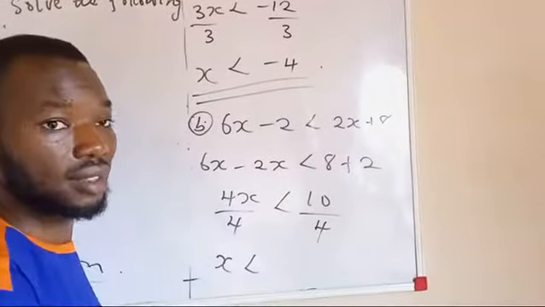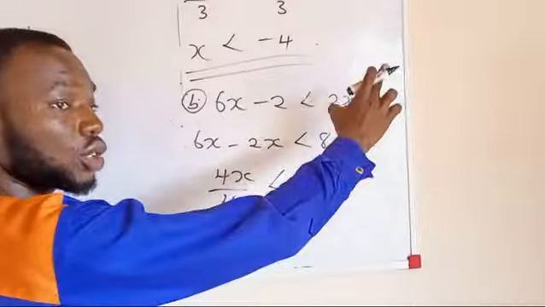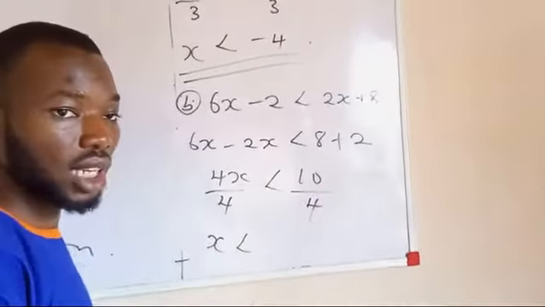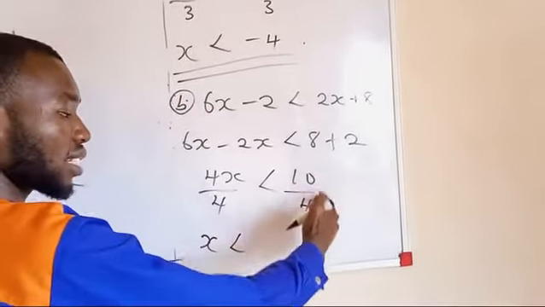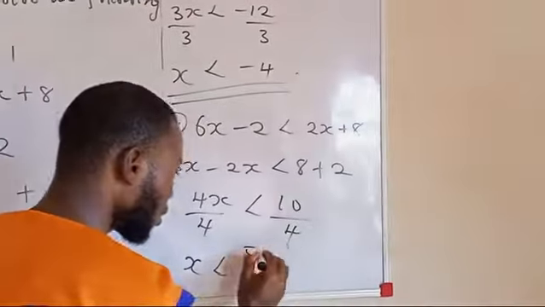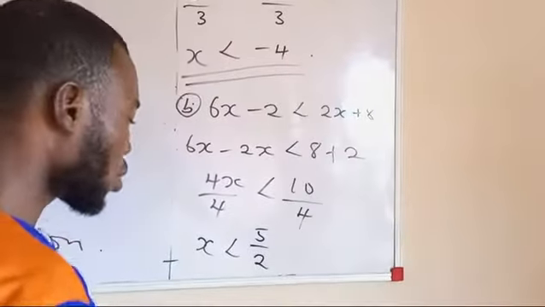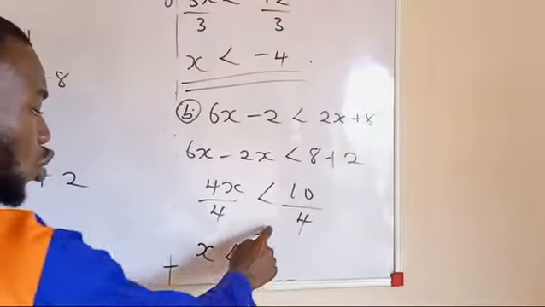4 cannot divide 10, so we break it down. How do we break it down? We look for what can divide the numerator and can still divide the denominator. So 2 can divide 10 and 2 can still divide 4. So 2 will divide 10 to give us 5. 2 will divide 4 to give us 2. So that means x is less than 5 over 2.